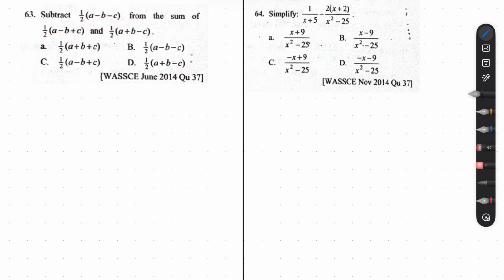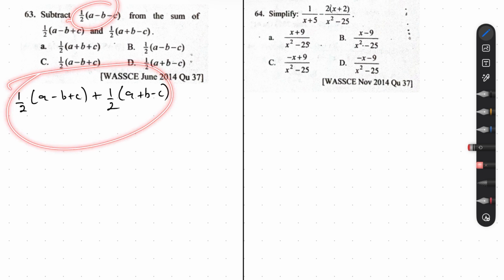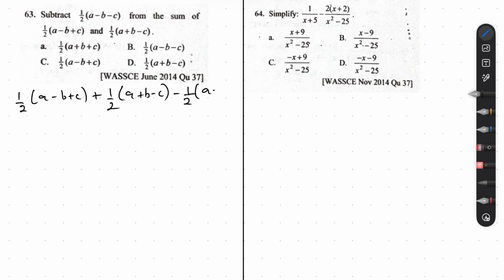So let's do that. Let's add what we are supposed to add, which is 1 over 2 multiplying a minus b plus c plus 1 over 2 multiplying a plus b minus c. Now we are supposed to subtract what? Subtract this from our sum. So that will give us minus 1 over 2 a minus b minus c. So this is what you're supposed to simplify.